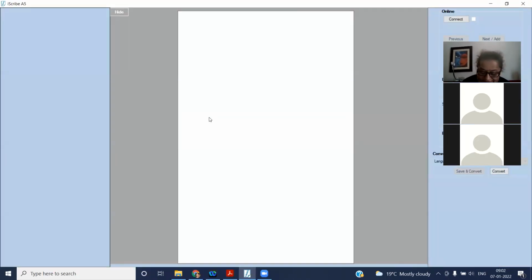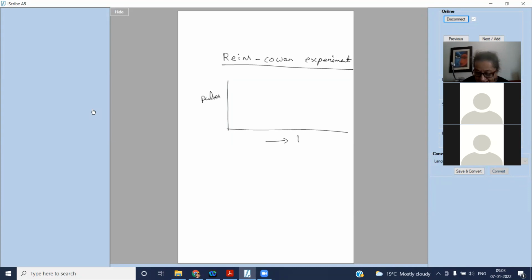So now the question is, earlier we had talked about how to discover a neutrino and what is the Reines-Cowan experiment. Oh, I have not connected it. Okay. The Reines-Cowan experiment, how it discovers neutrinos. Basically it is a pulse and as a function of time.